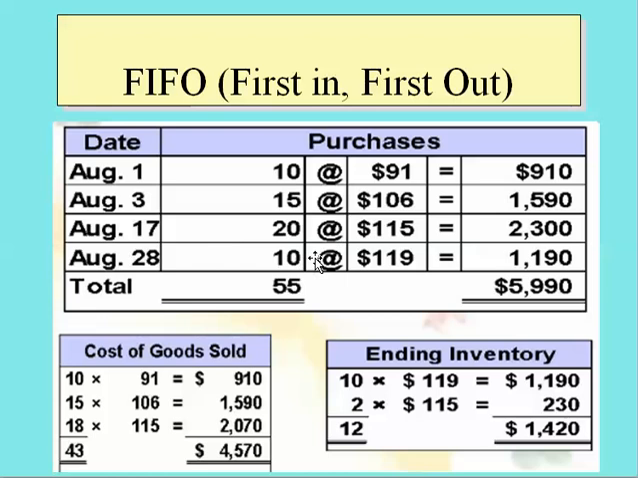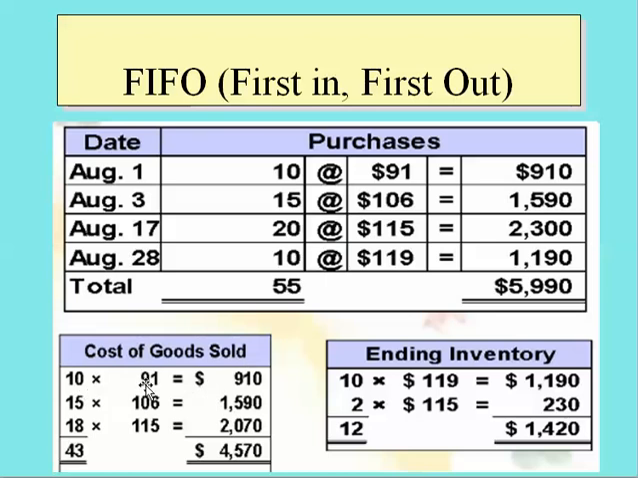So anything we have left in our ending inventory will come from the bottom. Anything we sell will first flow from the top ones first. So if we sold 43 units during the month, that means we would need to sell these 10 plus these 15. That gives us 25. 43 minus 25 means we also need to pull 18 units from this August 17th purchase. And that's how we address the costs here.